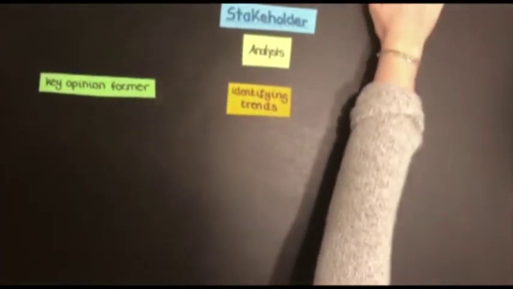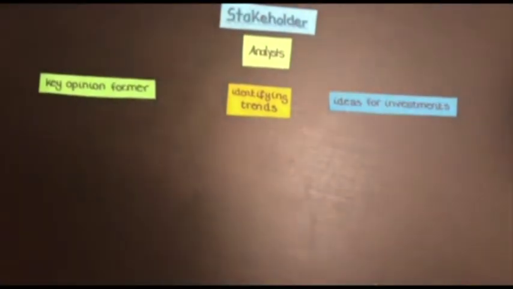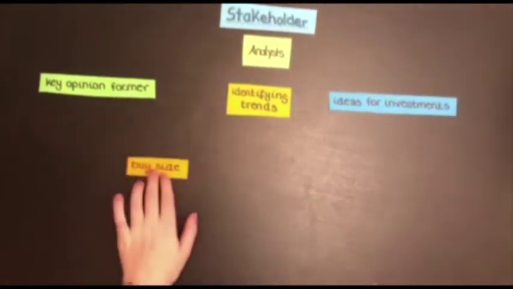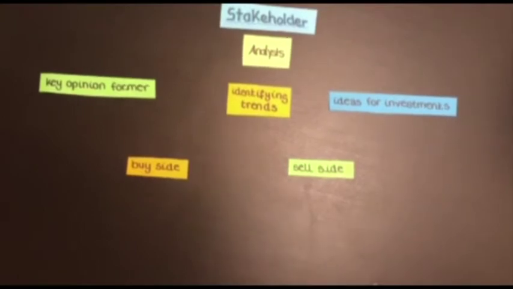Another important stakeholder is analysts. These are key opinion formers, identifying trends and analyzing and generating ideas for investments. There are two types of analysts, buy-side and sell-side. A buy-side analyst only works to provide information to fund managers working either for these large funds or independently. Sell-side analysts work for the brokers or investment banks who look after listed companies. However, recent trends here enhance the influence of the buy-side analyst and weaken the influence of the sell-side analyst.